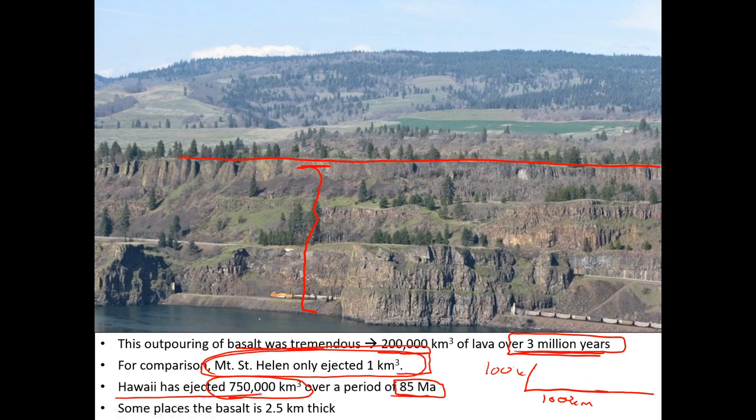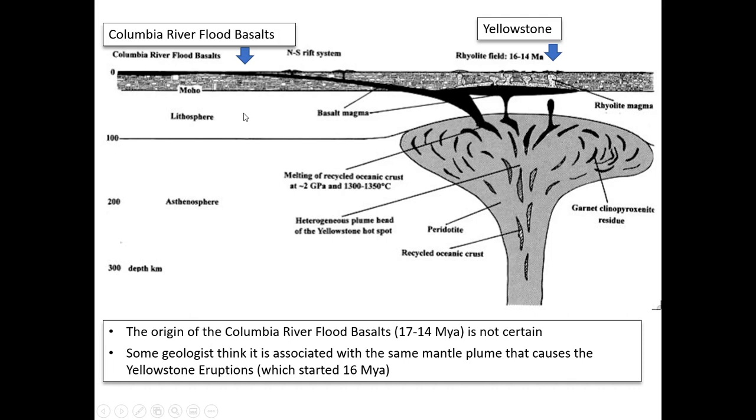So in some places, like I said, the basalt is 2.5 kilometers thick, very deep. That's deeper than the deepest lake we have. We had pools of basalt forming at this time that are deeper than the deepest lakes. Okay, so the Columbia River flood basalts, 17 to 14 million years ago.